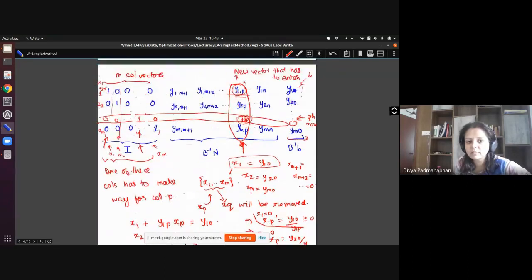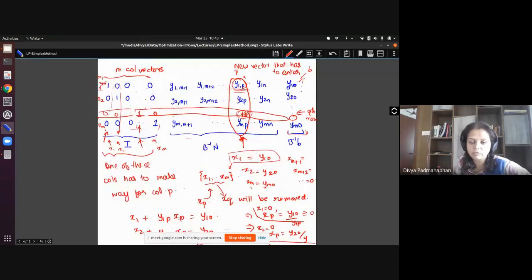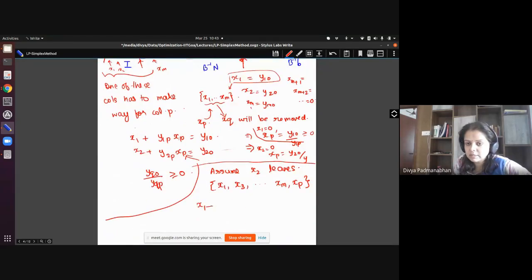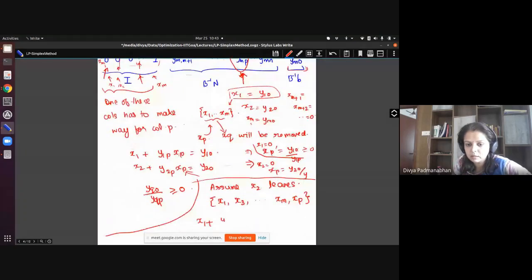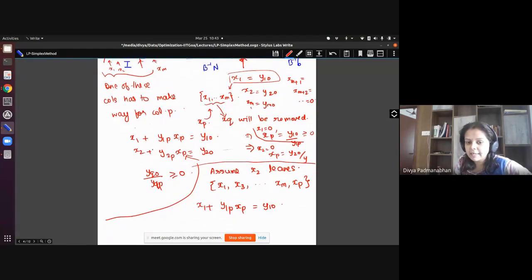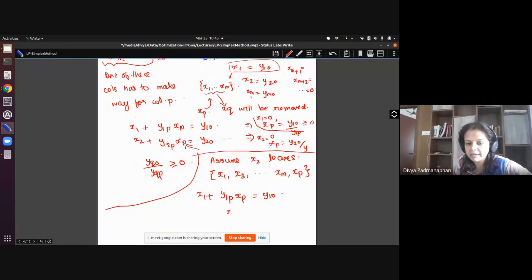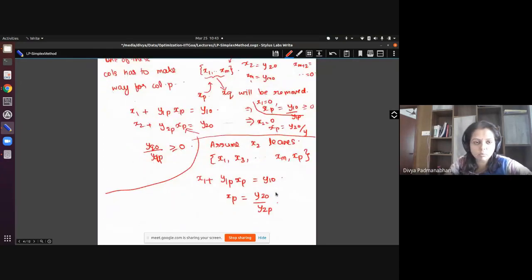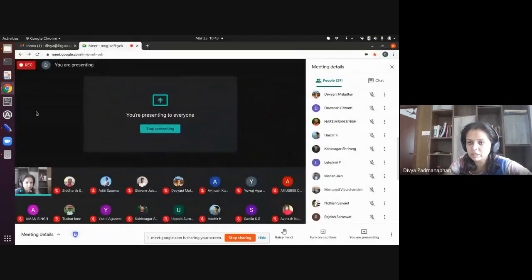Now in terms of these, this is the system, and the feasibility has to be maintained. So what you're going to have is x1 plus, what is it? Can you tell me? y1p xp, that has to be maintained as y1 0. And x2 was leaving the system, so what you had was xp is y2 0 by y2p. Is this part of it clear to you all?